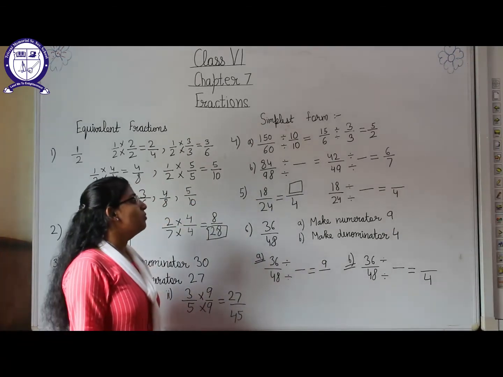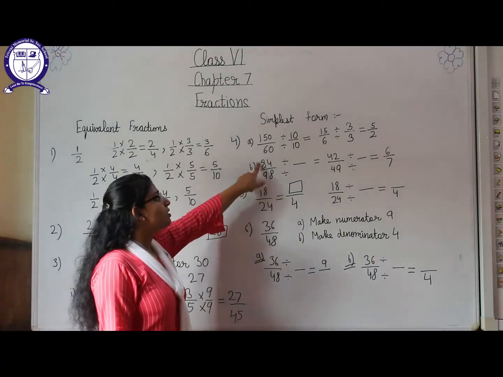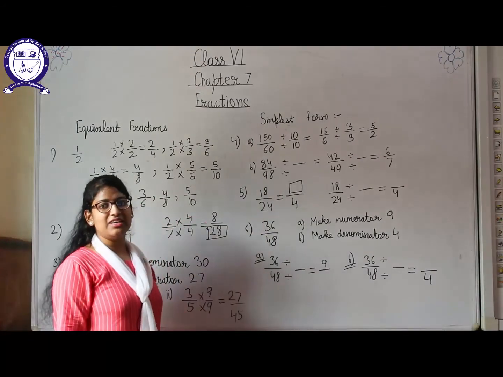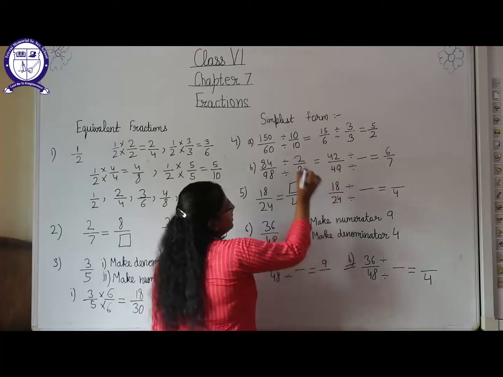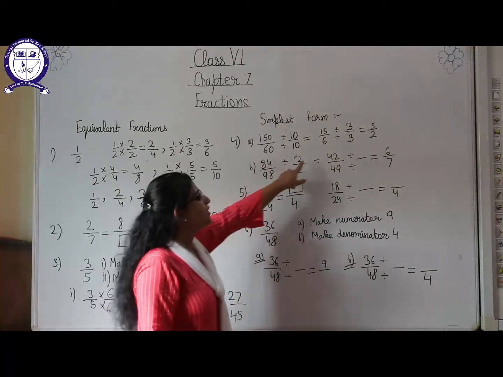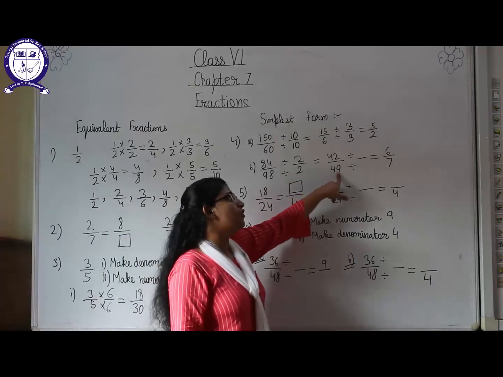Now B part is 84 divided by 98 and we have to make it in the simplest form. Here 84 and 98, if we check, these two are even numbers, it means we can easily divide them by 2. So 84 divided by 2 and 98 divided by 2. 84 divided by 2 is giving us 42 and 98 divided by 2 is giving us 49.